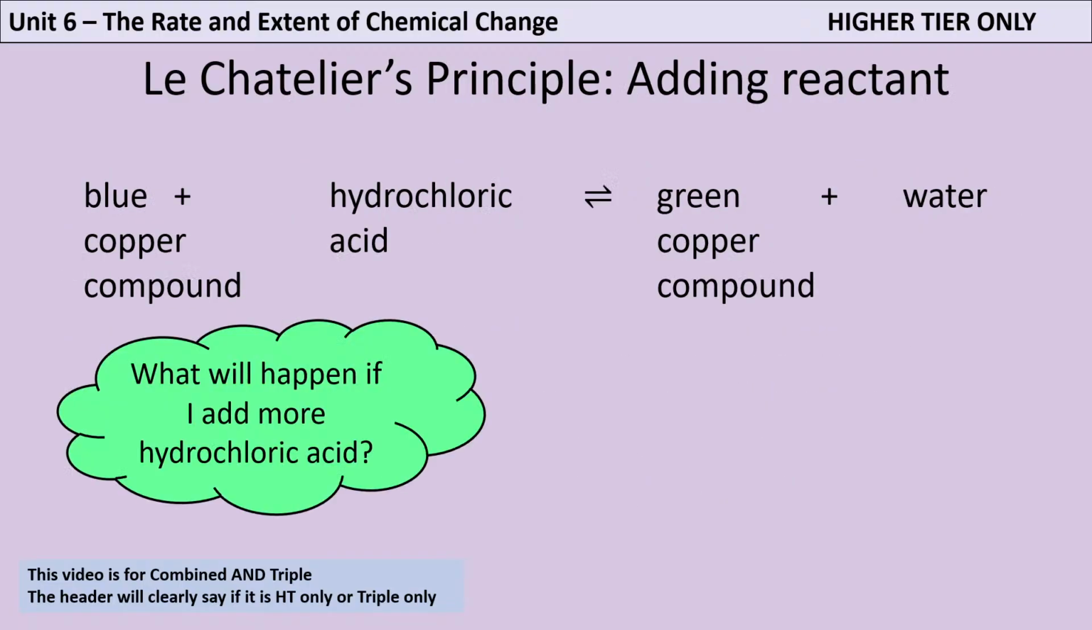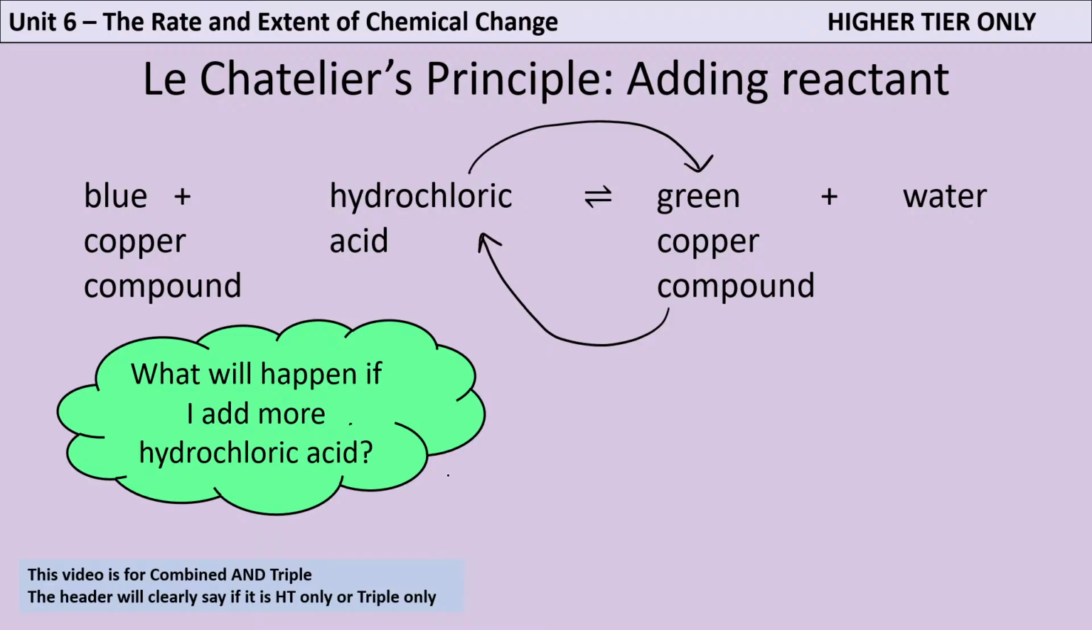Okay, so let's look at some of these. So first thing, what will happen if I add more hydrochloric acid? So I need to have it in my head, whatever I try to do, Le Chatelier's principle tells me the system is going to shift to counteract that change. It's going to be my nemesis. It's going to try and undo whatever I've done. So it's going to do whatever will remove hydrochloric acid. And I've only got two options. Either this forward reaction is going to happen more, or this reverse reaction is going to happen more.